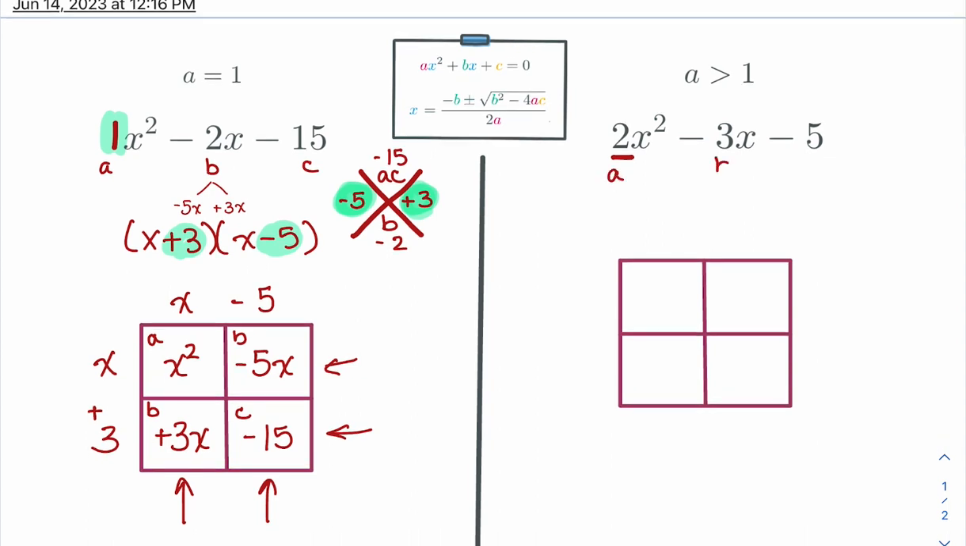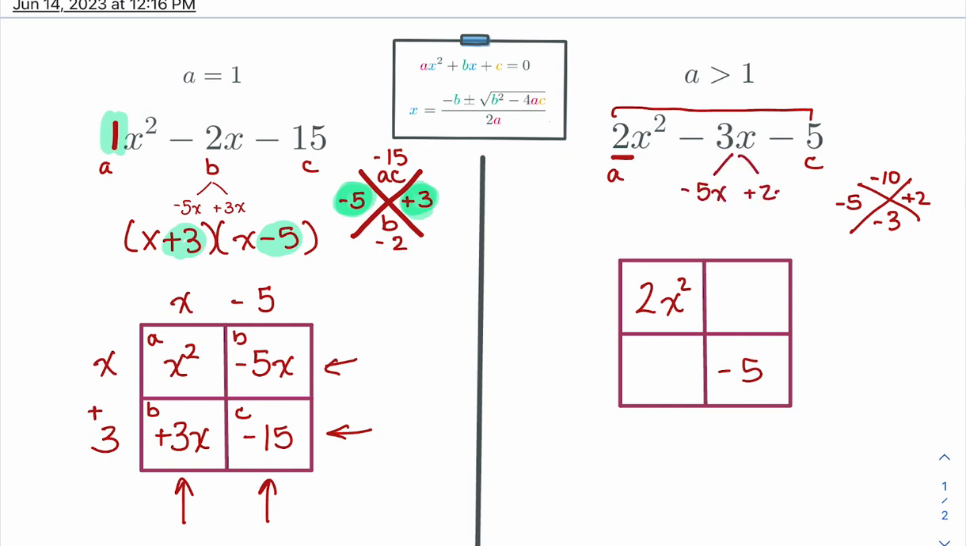So we're going to identify our A, B, and C just the same way. But we're looking for two numbers that multiply to give us negative 10, that add together to give us negative 3. And so the two numbers that multiply to give us negative 10 that add together to give us negative 3 are going to be negative 5 and positive 2. So then we're going to bust up this negative 3x and rewrite it as negative 5x plus 2x and split it between these two boxes on the diagonal in our area model multiplying template.